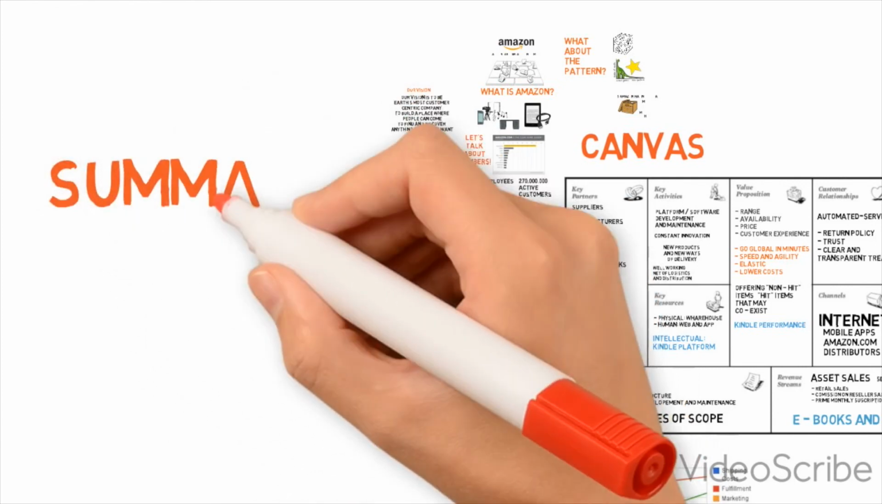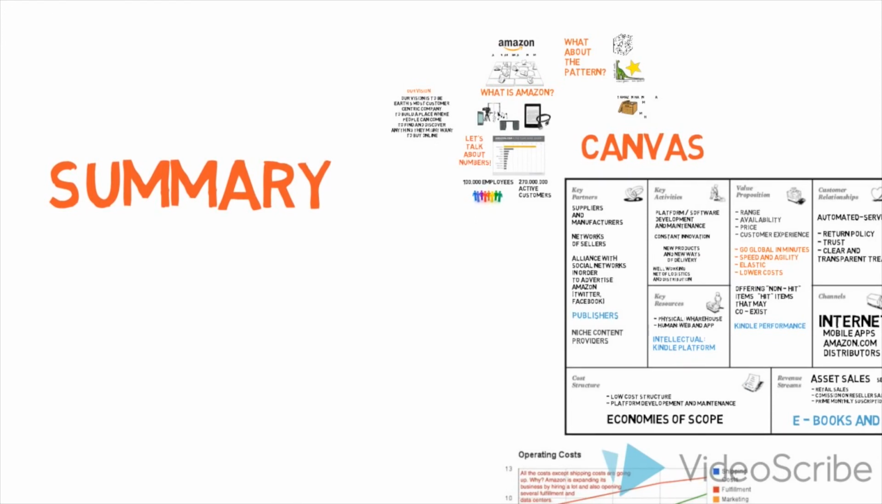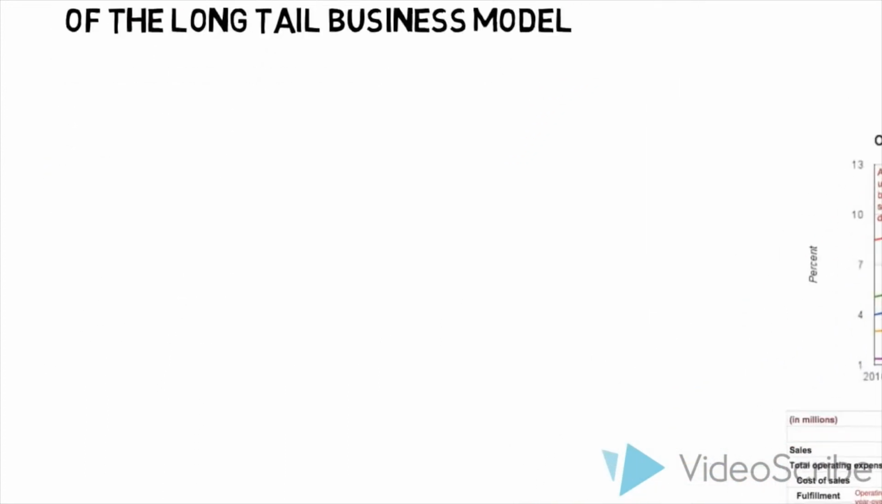In summary, Amazon's intention is to reach everyone, in every place, with a wide variety of products. As seen before, Amazon makes less of more, making a picture of the long-tail business model.